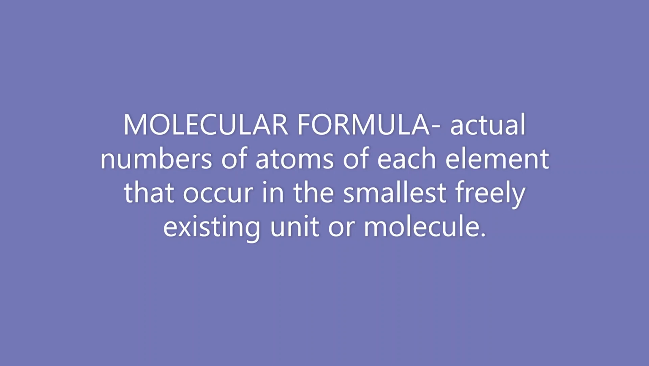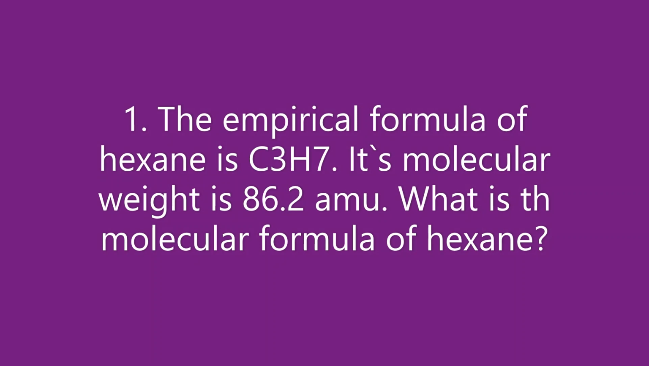To get the empirical and molecular formula, we have to solve or calculate, so we are going to use formulas. The empirical formula of hexane is C3H7. Its molecular weight is 86.2 AMU or grams per mole. What is the molecular formula of hexane? So our first example is to get the molecular formula of hexane.